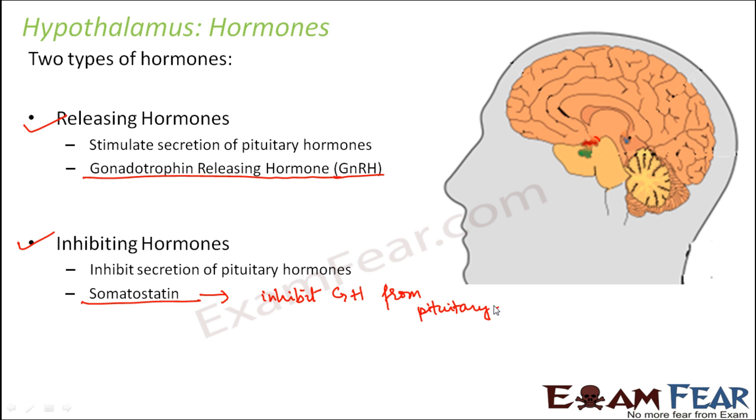And this is the purpose of the hypothalamus, that it controls the secretion of hormones from the pituitary gland. And how does it control that? With the help of releasing hormones and inhibiting hormones. Here I have just taken one example each of a releasing hormone and an inhibiting hormone, but there are many releasing hormones and many inhibiting hormones.